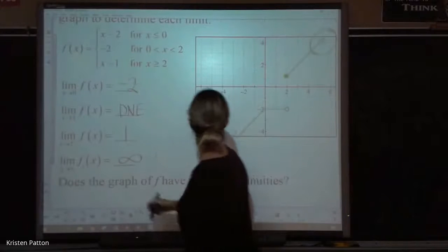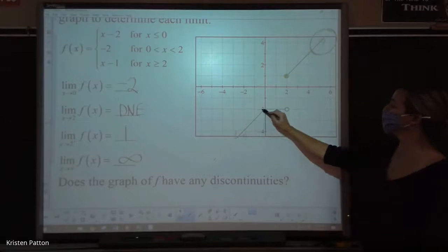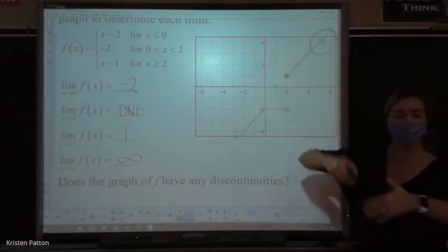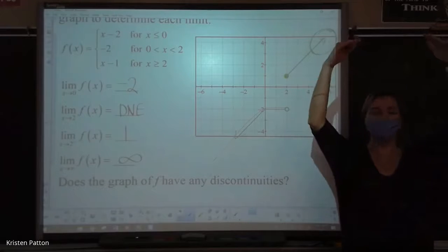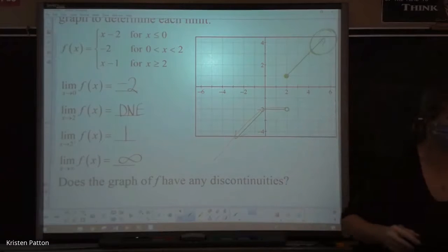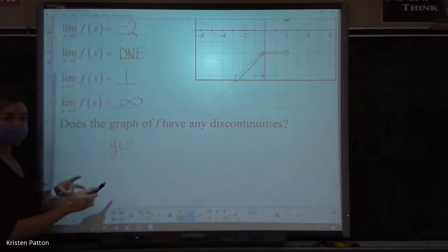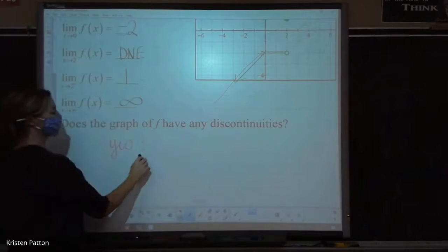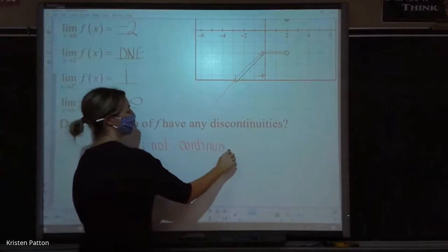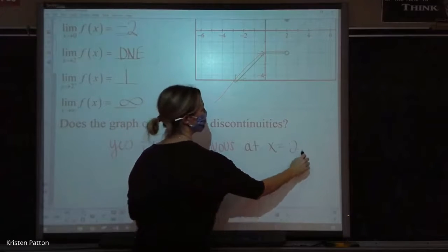I don't think so, right? Because I would start way down here and I'd start, and I have to pick up my pencil to physically jump up to that 3rd piece. So does the graph have any discontinuities? The answer is yes, because it is not continuous. It is not continuous. Whoops, switch colors on me. At x equals 2.